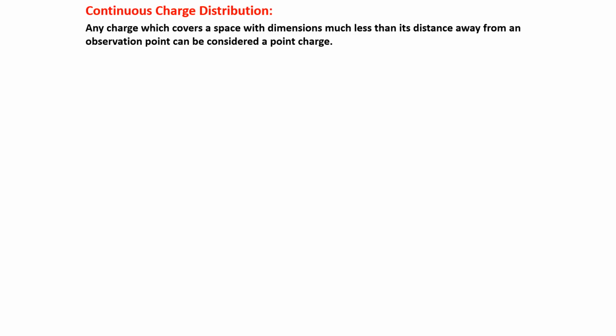Any charge which covers a space with dimension much less than its distance away from an observation point can be considered as a point charge. This is just like a point mass body. A system of closely spaced charges is said to be a continuous charge distribution. It is useful to consider the density of charge distribution as we do for the density of solid, liquid or gases. So for continuous charge distribution, we consider the density. When the charge is distributed over a line, it is called linear charge distribution, denoted by lambda.